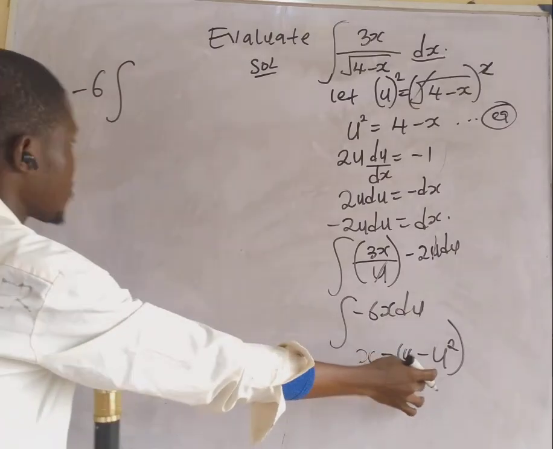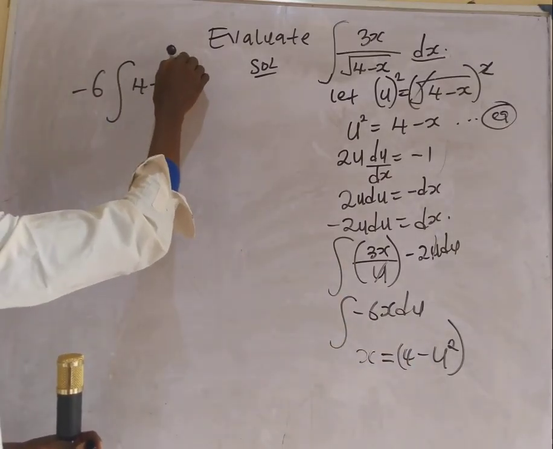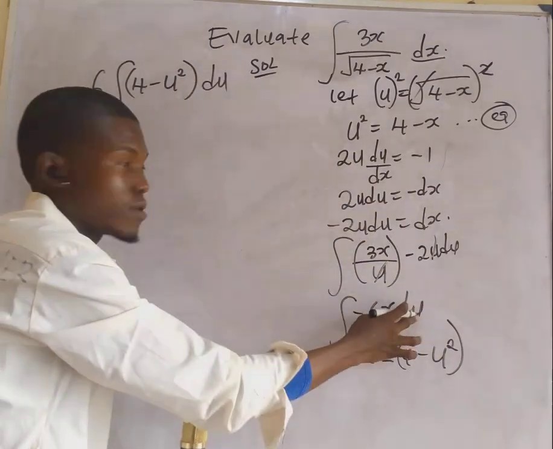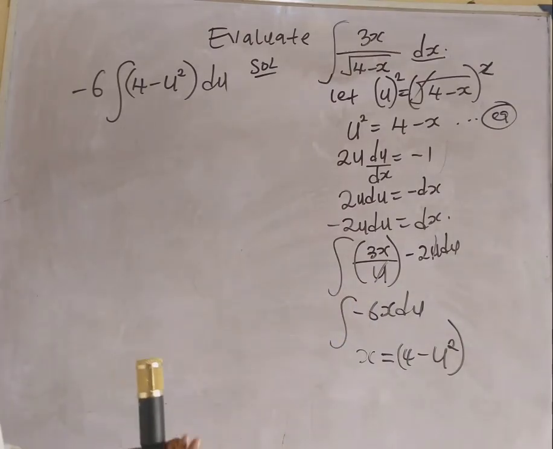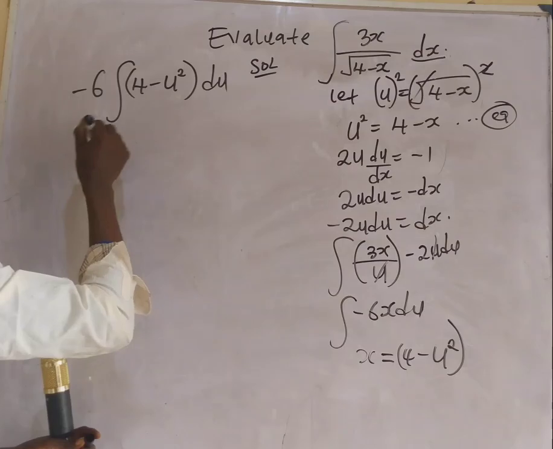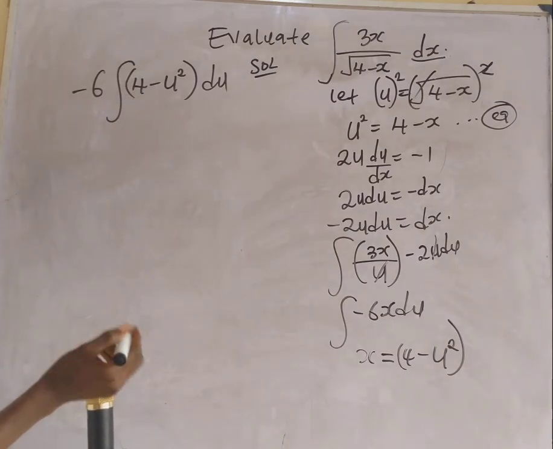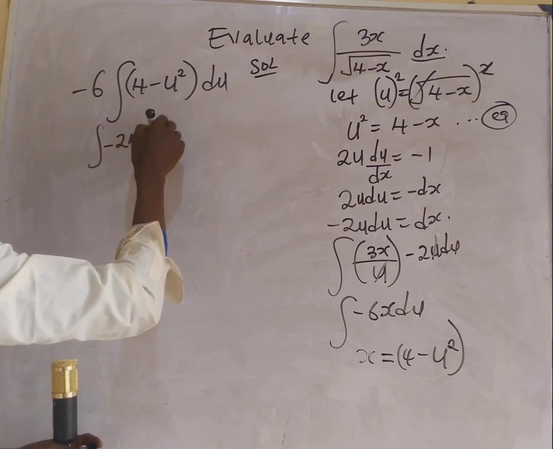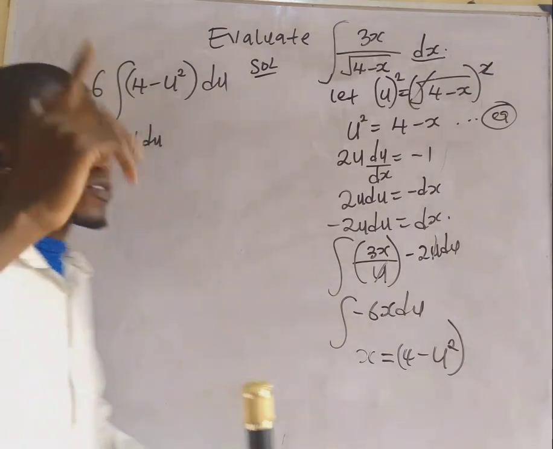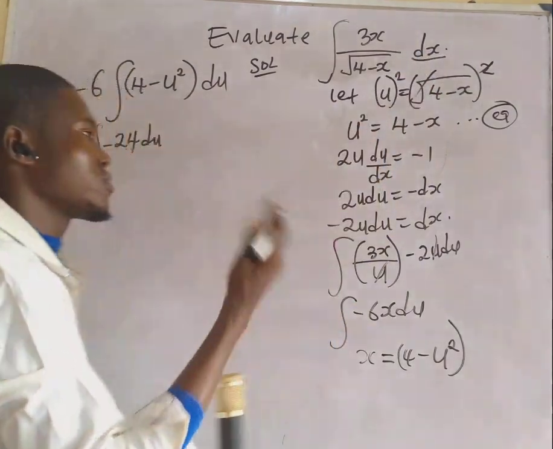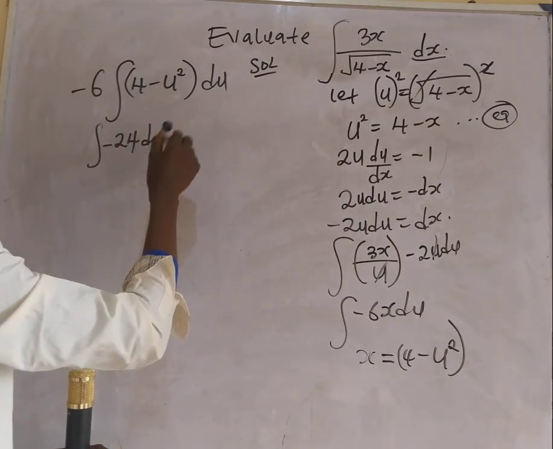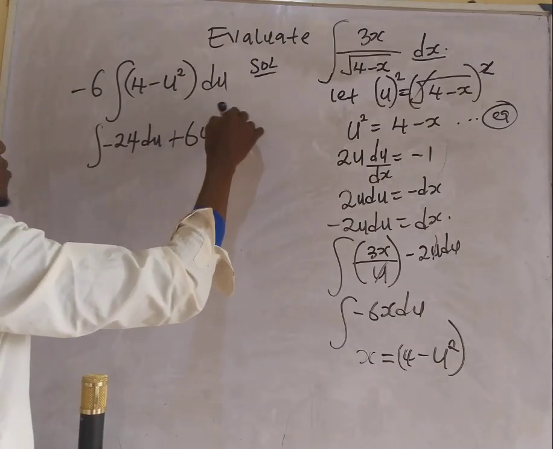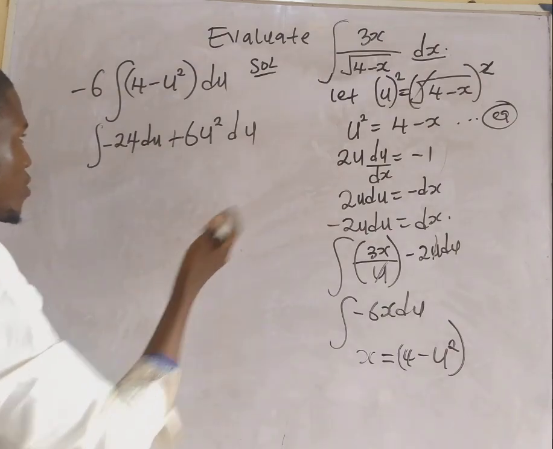Of, the value of x is 4 minus u squared. We have 4 minus u squared, then du. And that's all. The next step is to open the bracket. Minus 6 times 4 gives minus 24, so we have the integral of minus 24 du. Remember to add du to both sides. Then minus 6 times minus u squared gives, minus times minus is plus, plus 6u squared du. And that is all. I think we are close to our final answer now.